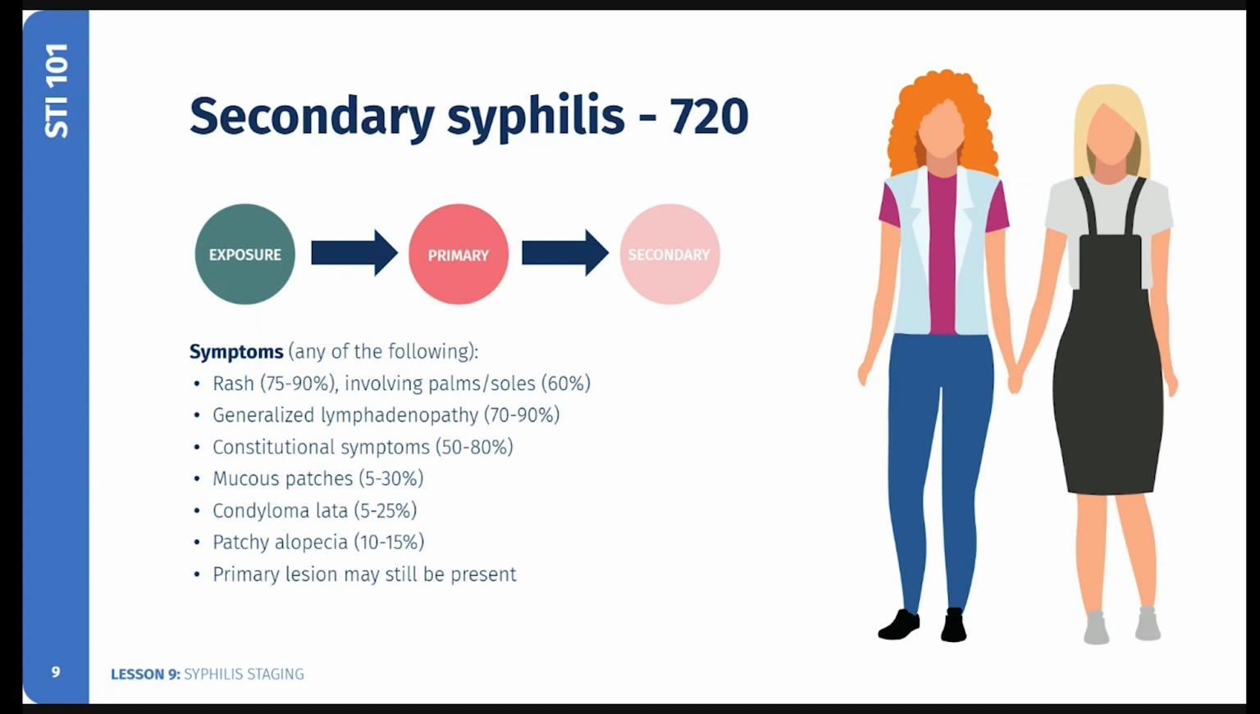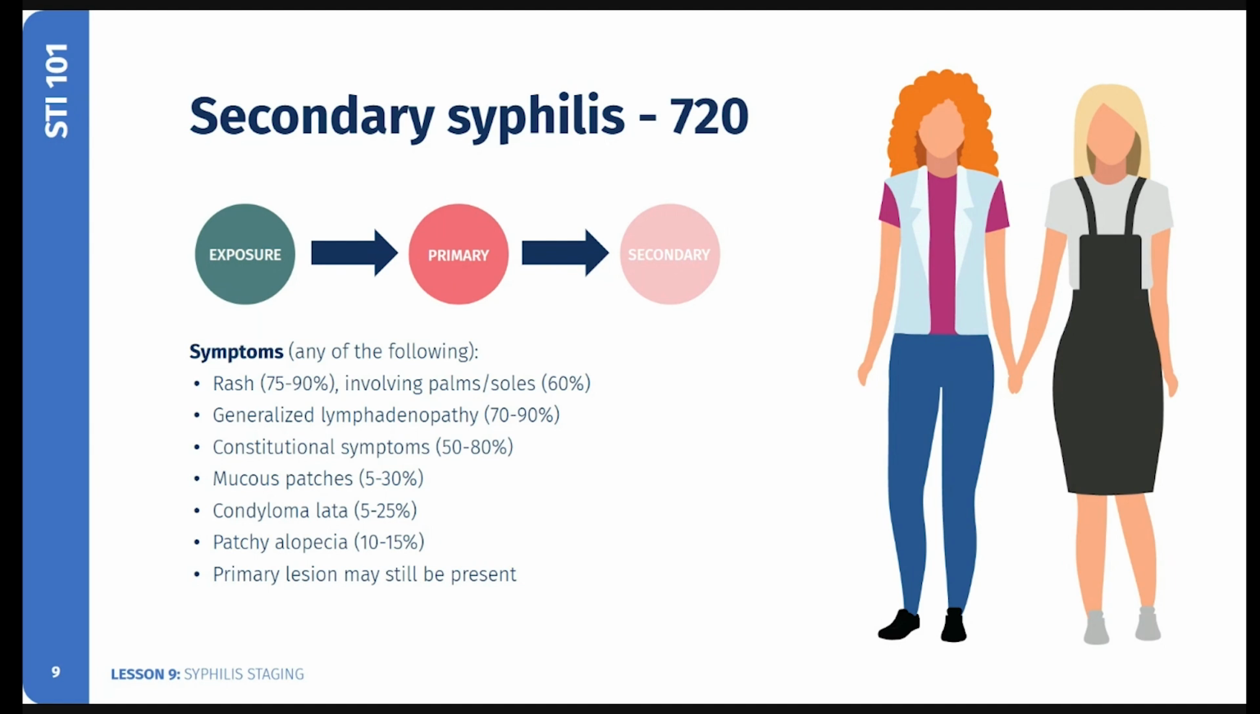Other manifestations of secondary syphilis that are less common include mucus patches, which are thickened white to gray lesions that appear in the mucous membranes, mouth, vaginal canal, and rectum. Condylomata lata, which are moist, wart-like formations that resemble cauliflower. Both the condylomata lata and mucus patches are incredibly infectious. 10 to 15% of cases will have patchy hair loss or alopecia.